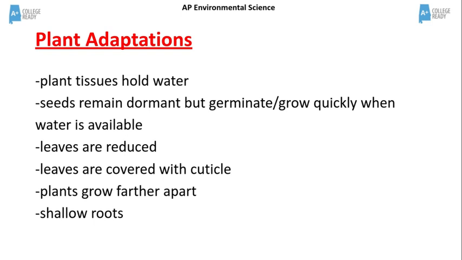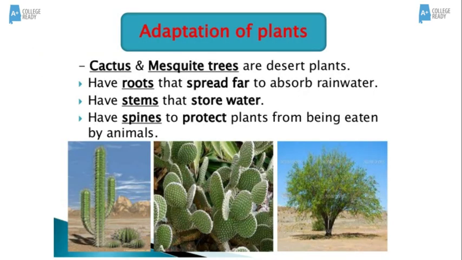Plants aren't clumped together but instead are spread apart. This reduces competition for water. Some desert plants have deep roots and some have shallow roots. The cactus and the mesquite tree are examples of desert plants. Their roots spread far to absorb rainwater. Since their leaves are reduced, their stems store water, and they have spines for protection from being eaten.